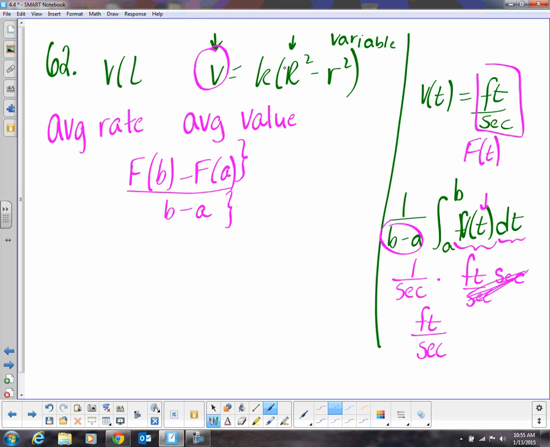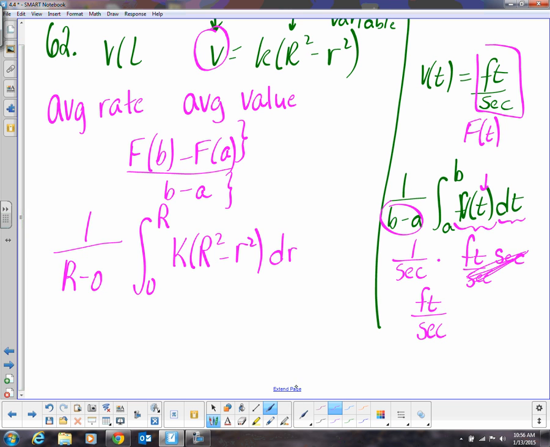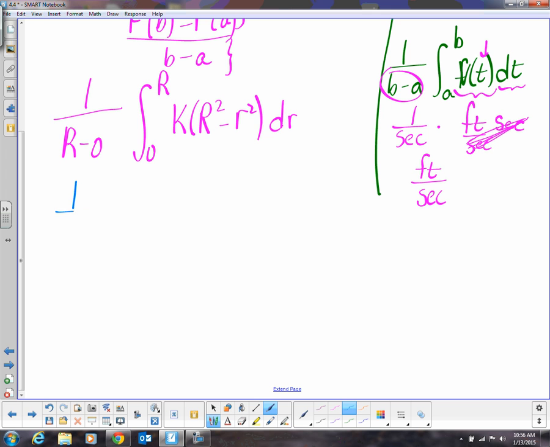So to do this one, what they want is the average rate or the average value. So we're going to say this is one, they said, from 0 to R. So this is 1 over R minus 0 times the integral from 0 to R of k times R squared minus r squared dr. All right, so I think we were supposed to go further. Let's see what happens. So this is going to be 1 over R, agreed? So I'm going to take times, can I bring this constant out? The integral from 0 to R of R squared minus r squared dr.